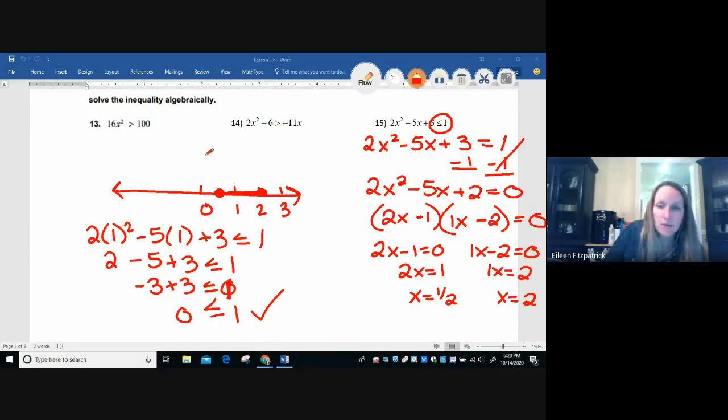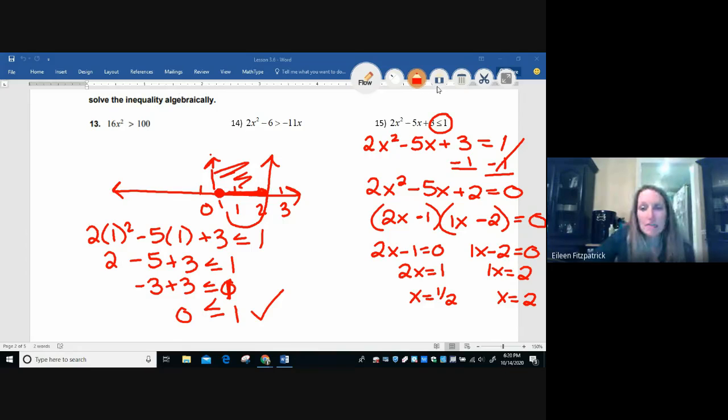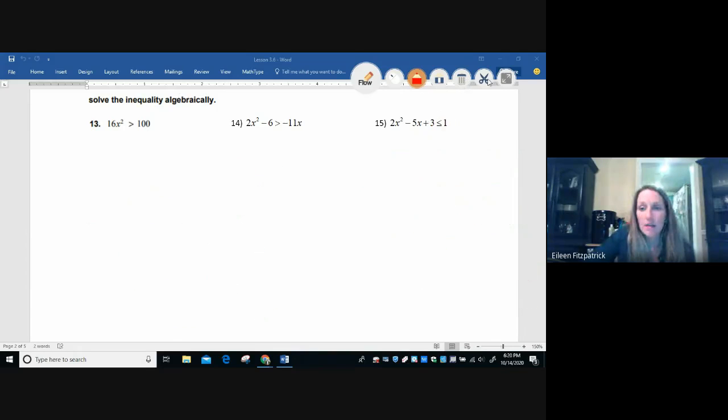Again, this would be a parabola that's opening like this, and you would be shading in between the parabola. Okay, but we're just not drawing the whole parabola. We're just plotting the x-intercepts. All right. So I think that's it for this lesson and for chapter 3. All right, I'll see you guys back for the next lesson. Bye.